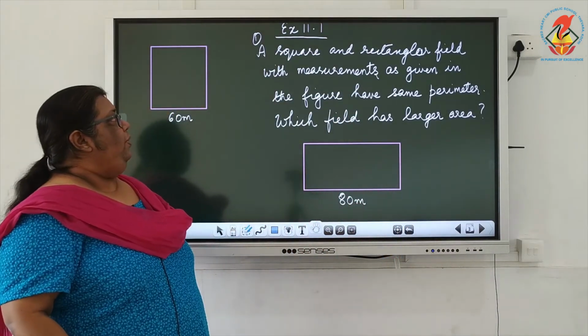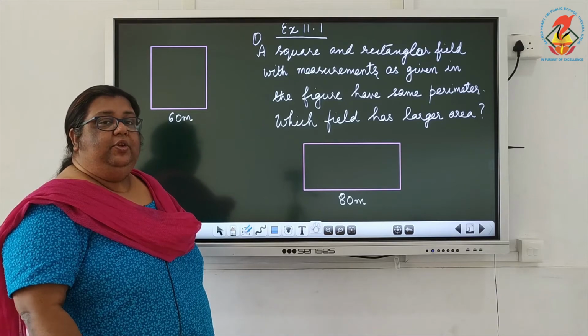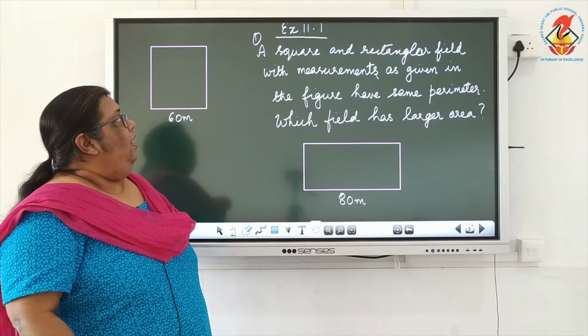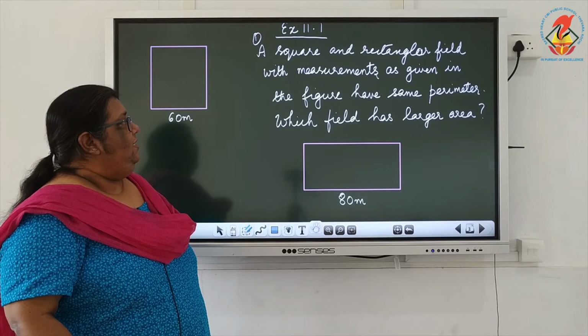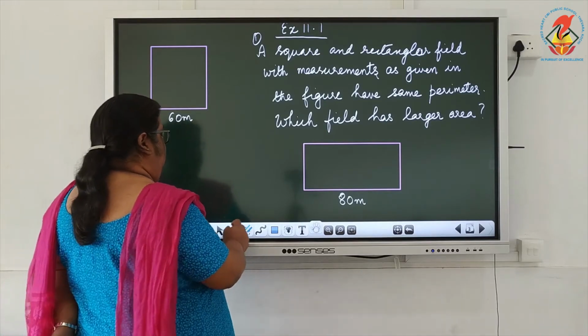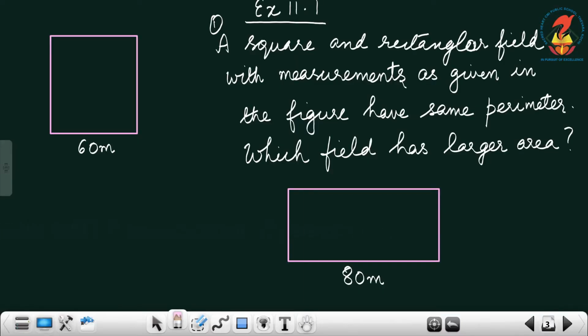Exercise 11.1, first question. Children, you can take your textbook also with you. A square and a rectangular field. So there are 2 figures mentioned here. There is a square and there is a rectangular field with measurements as given in the figure, and they have the same perimeter. So who is having the same perimeter? Square and rectangle. They both have the same perimeter.